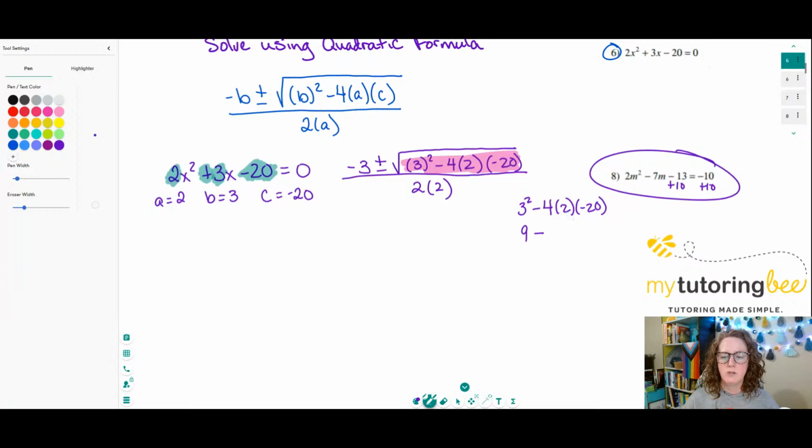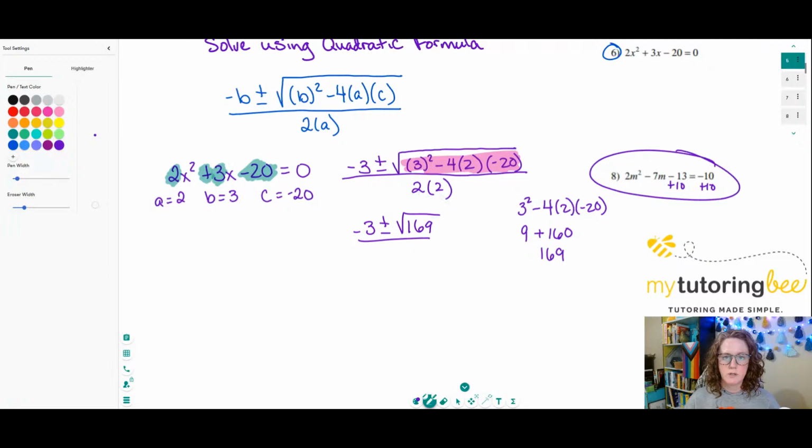4 times 2 is 8. Times 20, so 8 times 2 is 16, plus another 0 is 160. But that 20 is negative, so that's going to change this to a plus 160. Okay? All right, and then we've got 9 plus 160 gives us 169. So that's why I like to write it out to the side here, because rewriting all of this over and over again takes a lot.